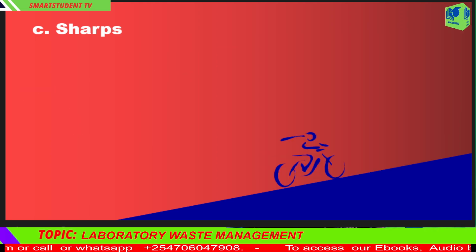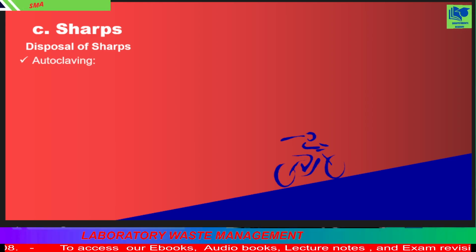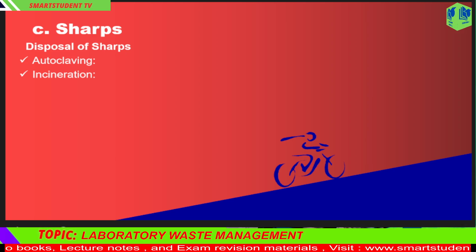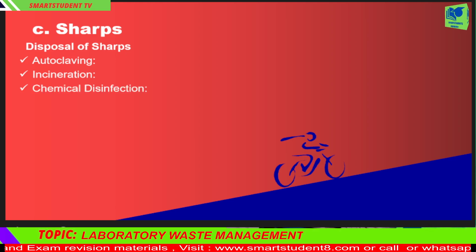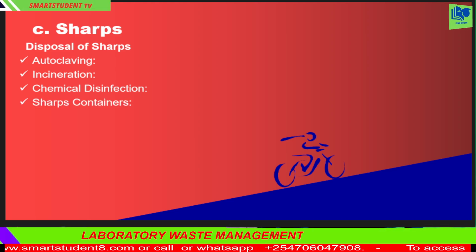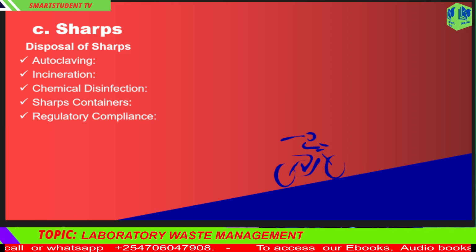7. Disposal of sharps. The final disposal of sharps is a critical aspect of their management. Disposal methods vary depending on the level of contamination and regulatory requirements. 1. Autoclaving. Contaminated sharps can be sterilized using high-pressure steam to eliminate infectious agents before disposal. 2. Incineration. Sharps contaminated with hazardous biological or chemical materials are incinerated at high temperatures to ensure complete destruction. 3. Chemical disinfection. Certain sharps can be treated with chemical disinfectants to neutralize infectious agents before disposal. 4. Sharps containers. Once full, sharps containers should be securely closed and disposed of through licensed biomedical waste management services. 5. Regulatory compliance. Laboratories must adhere to national and international regulations governing sharps disposal.